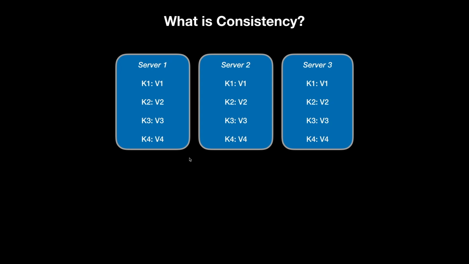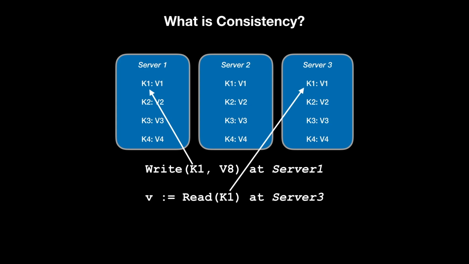And to illustrate this, let's take a look at an example of two operations which will be executed serially, so not in parallel. Our first operation is going to be a write to the first key on the first server, and then right after, we are going to read the same key from the third server. And our answer here of what v ends up being depends on our consistency model.